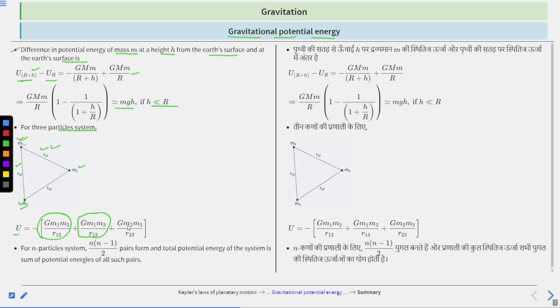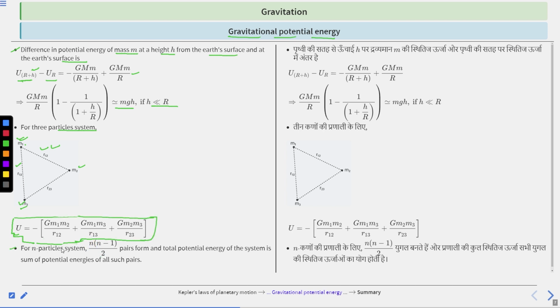Similarly, G m2 m3 divided by r23 is the gravitational potential energy for these two particles. So adding all the gravitational potential energies of the particles m1, m2 and m3, you will get U equal to minus G m1 m2 divided by r12 plus G m1 m3 divided by r13 plus G m2 m3 divided by r23. So this is the gravitational potential energy of a three particle system.